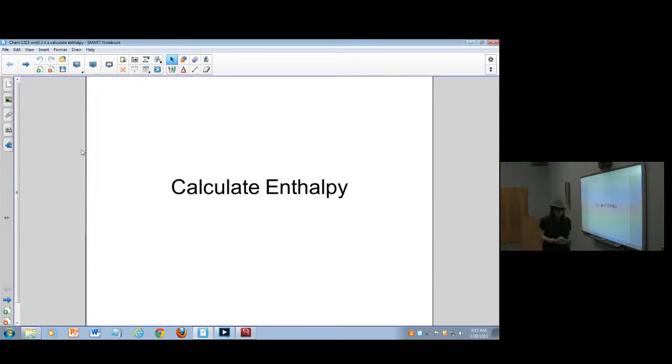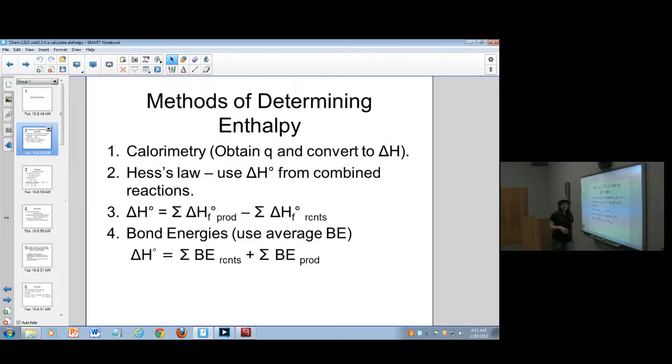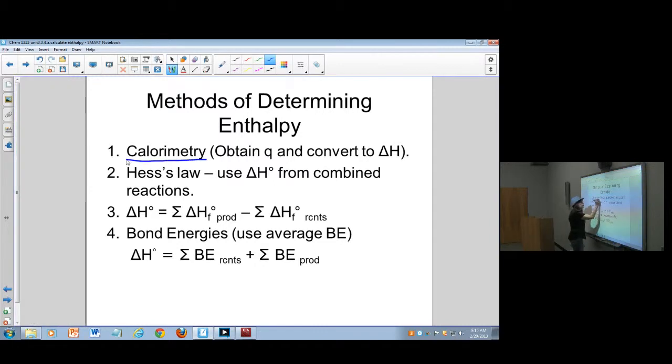Okay, so it's the last lesson in Unit 3. We're going to discuss other ways to find enthalpy. Remember that enthalpy is heat energy, and we have several ways to calculate it. One is what we've already focused on: using calorimetry, experimental information, where we find Q and then use mathematics to convert it to an enthalpy value.